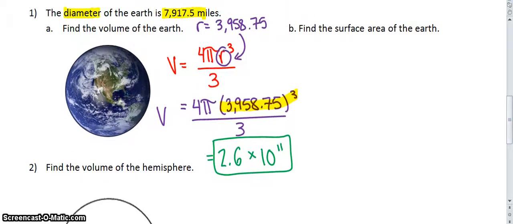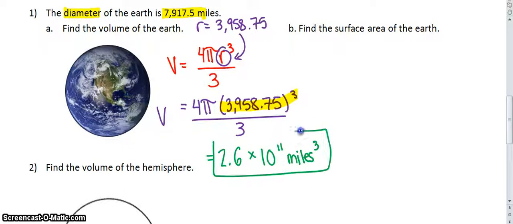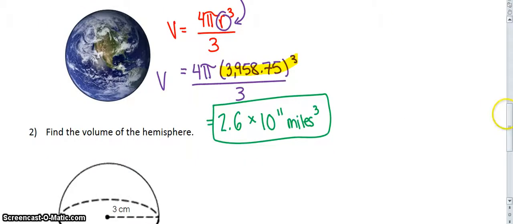It's really, really big, but I forgot one thing, and that's units. This is in miles, but volume is miles cubed. So it's a really, really big number. It's like 11 zeros long, so I'm not even going to write it. I'm just going to use scientific notation.